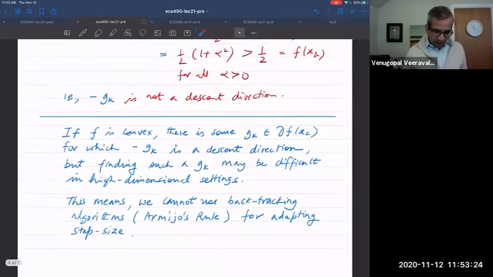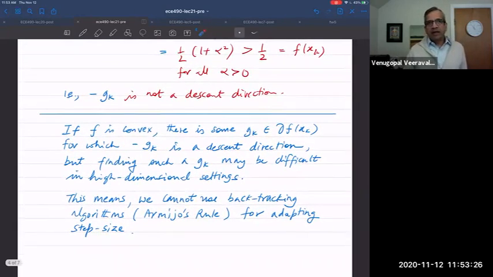So maybe you can say, well, I can modify my algorithm to always choose g_k so that it's a descent direction. But it may not be easy to do, especially in high dimensional settings, even if you know the function is convex, like in a neural network with millions of elements. So this may be difficult to do.